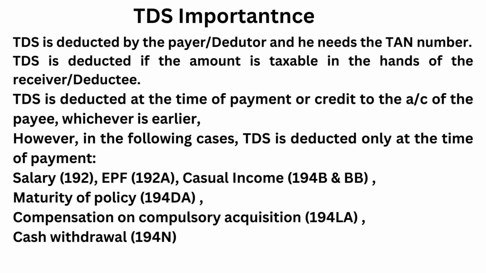However, in the following cases, TDS is deducted only at the time of payment: salary, 192. EPF, 192A. Casual income, 194B and 194BB. Maturity of policy, 194DA. Compensation on compulsory acquisition, 194LA. Cash withdrawal, 194N.